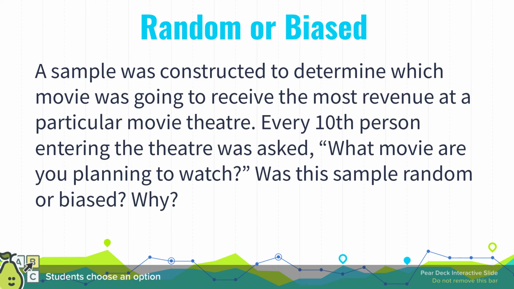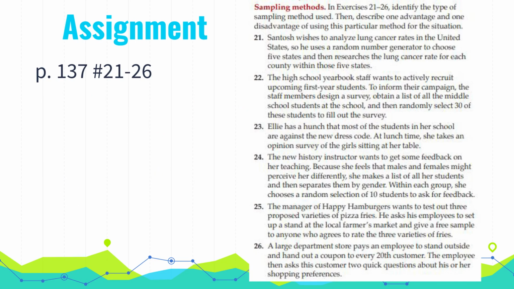Last one, a sample was constructed to determine which movie was going to receive the most revenue at a particular movie theater. Every 10th person entering the theater was asked, what movie are you planning to watch? Was this sample random or biased, and why? This is an example of random because we're asking every 10th person, so it would be systematic.